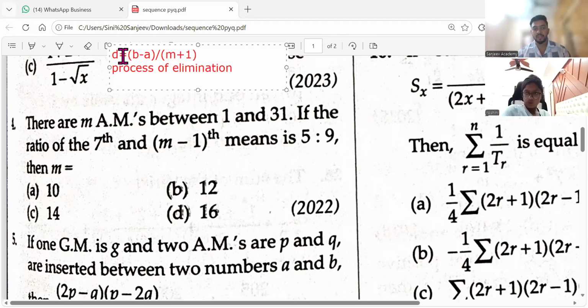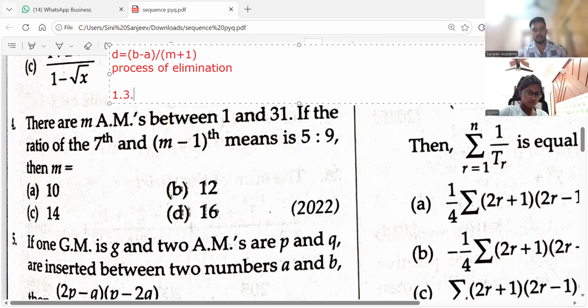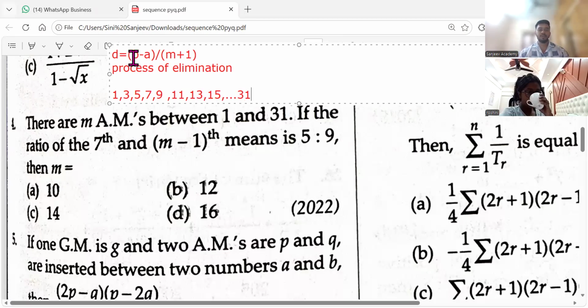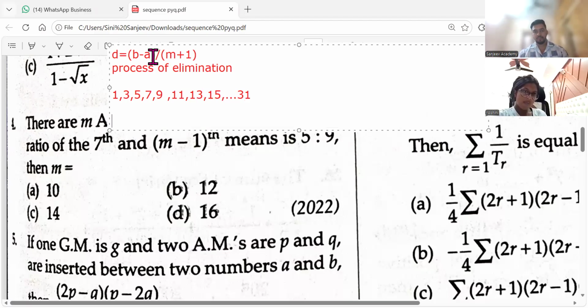For example, between the arithmetic means 1 and 31, what am I inserting? Some terms: 1, 3, 5, 7, 9, then 11, 13, 15, and so on, up to 31, right? What is my B? My B is 31. What is my A? 1. So 31 minus 1, 30.